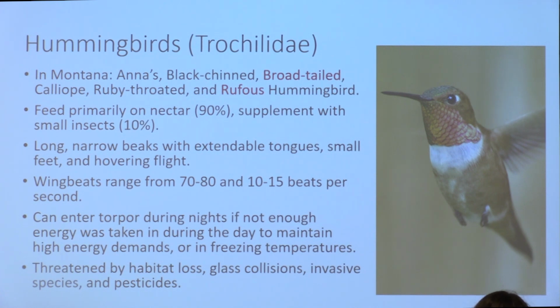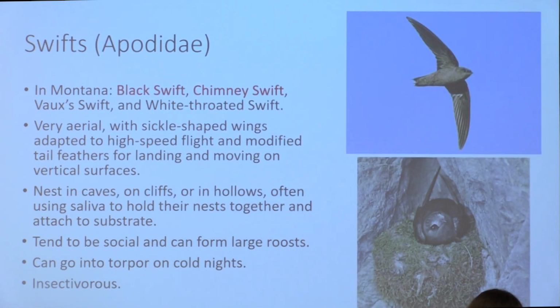They are threatened by habitat loss, glass collisions, invasive species, and pesticides. We have swifts, which are actually closely related to hummingbirds, more closely related to them than swallows, even though swifts are more often confused with swallows than hummingbirds, obviously. I think they look like little flying cigars, which is the easiest way to recognize them when they're in flight. And they are in flight quite a bit. They spend very little time on the ground, particularly because they have very tiny feet.